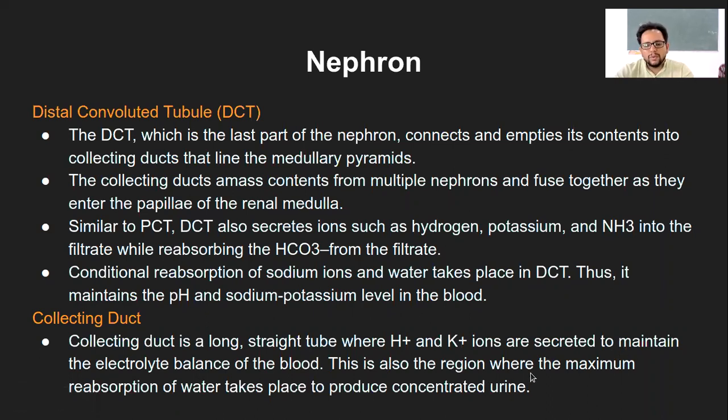So this is also the region where maximum reabsorption of water takes place to produce concentrated urine. Especially during the night, you must have noticed that the first urination of the morning is mostly concentrated. The reason is that most of the water has been reabsorbed over the night, because the kidney functions involuntarily there, that is, the brain takes over during sleep time. And that is where the maximum reabsorption of water takes place. So urine becomes more and more concentrated.